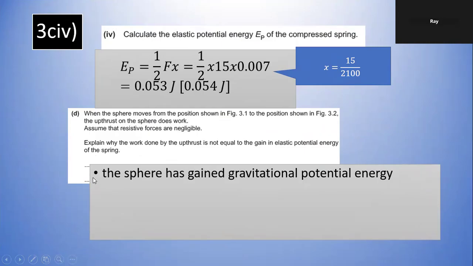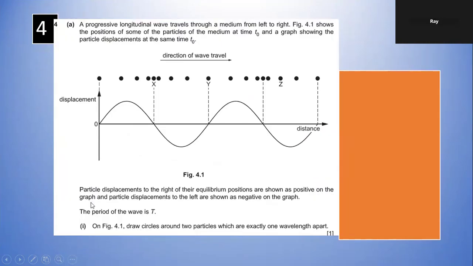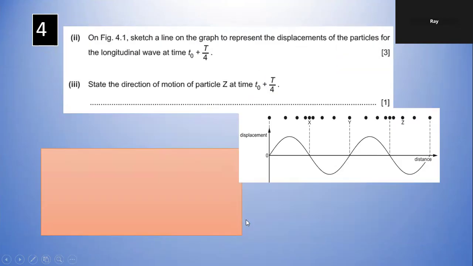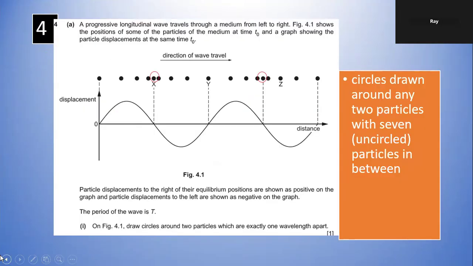Okay, we are alright. Let's carry on to the next question. On figure 4.1, draw a circle around two particles which are exactly one wavelength apart. There's your marking scheme. I'm hurrying up because your time is running out.